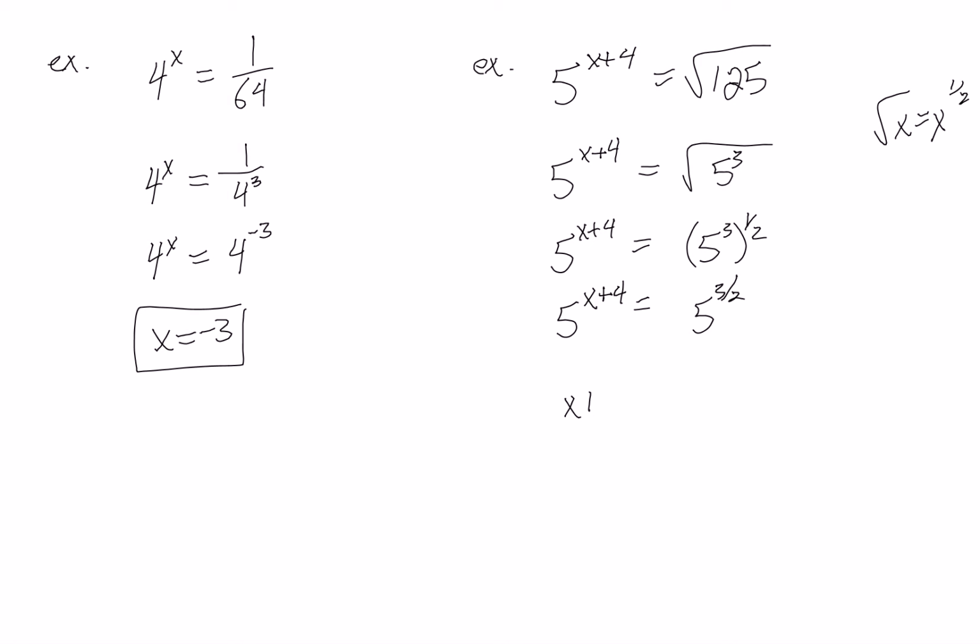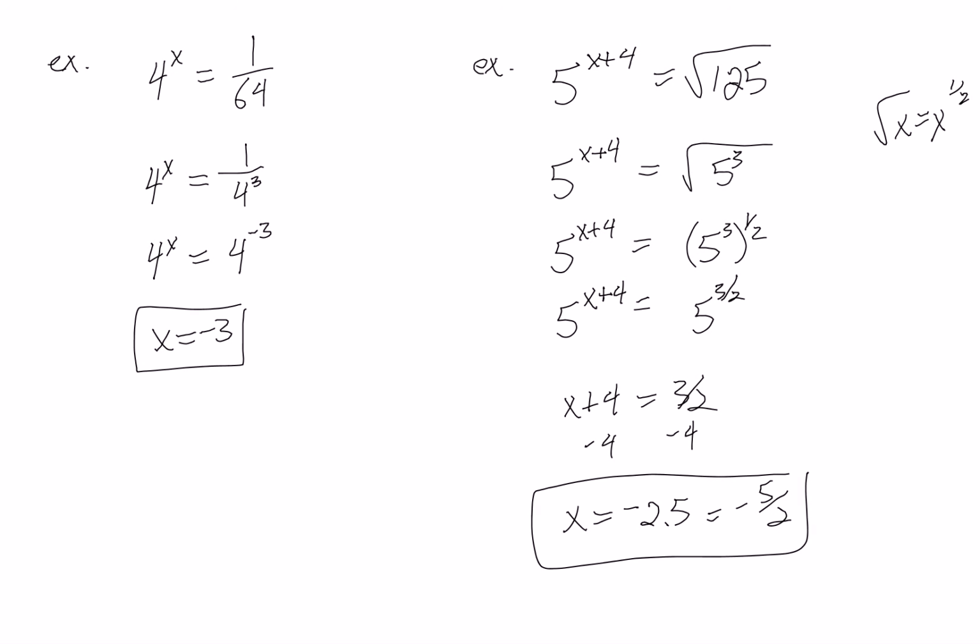So now we know our x plus 4 will equal 3/2. Subtract 4 from both sides. So 1.5 minus 4 would be minus 2.5. You can write it as a fraction, decimal, whichever. If you did it as a fraction, it would be negative 5/2. It doesn't matter whether you do decimals, fractions, however you want. Okay, so that's pretty much it for exponential equations.